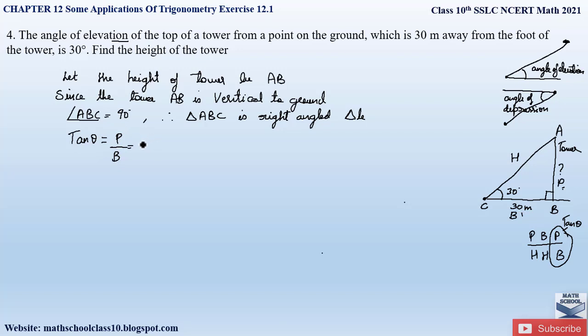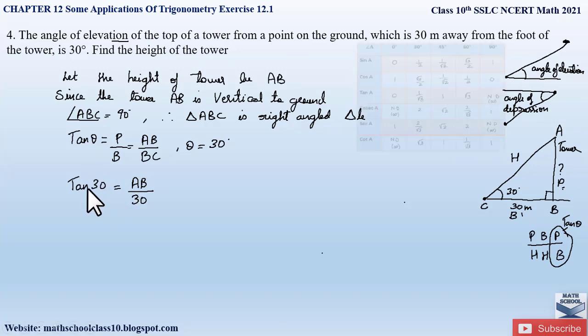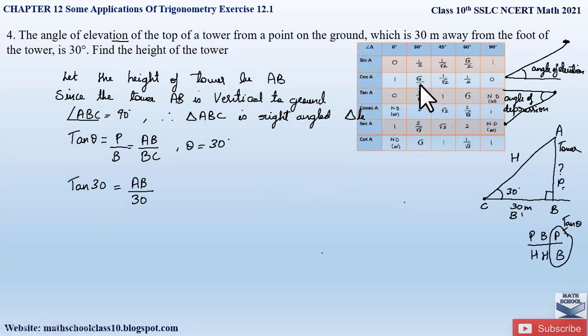Here perpendicular is AB divided by base is BC. The acute angle theta is how much? It is 30 degree. So therefore tan 30 is equal to AB, the value we have to find out, divided by BC, which is 30 meter. So let us find out the tan 30 value. Tan 30 is how much? Tan 30 is given by 1 by root 3.